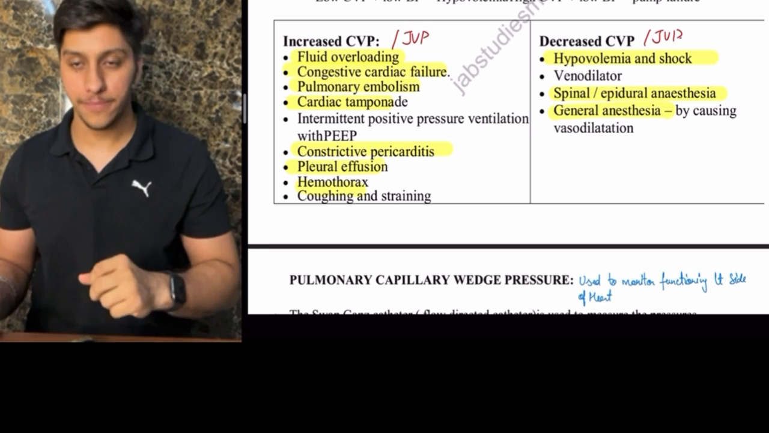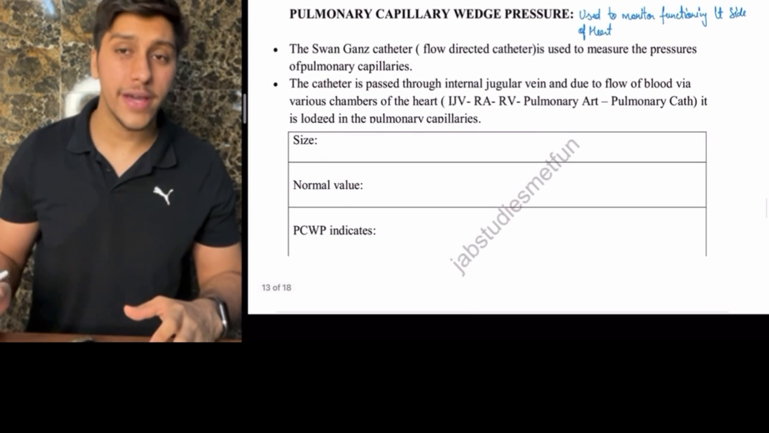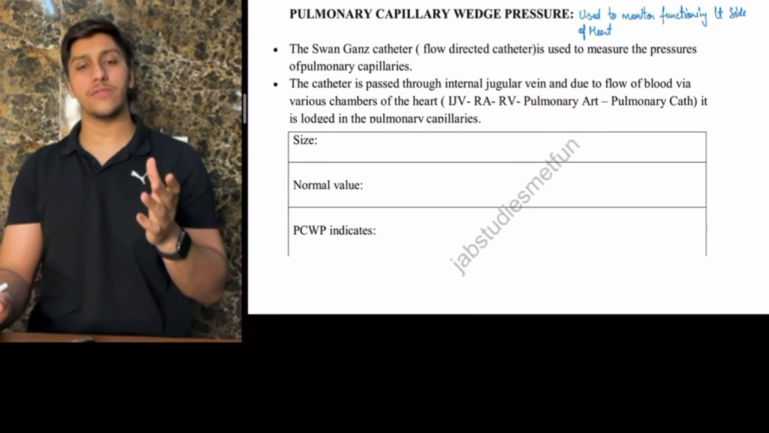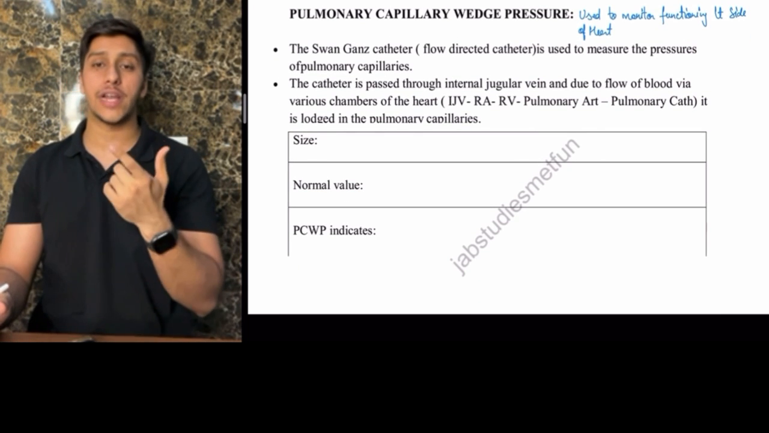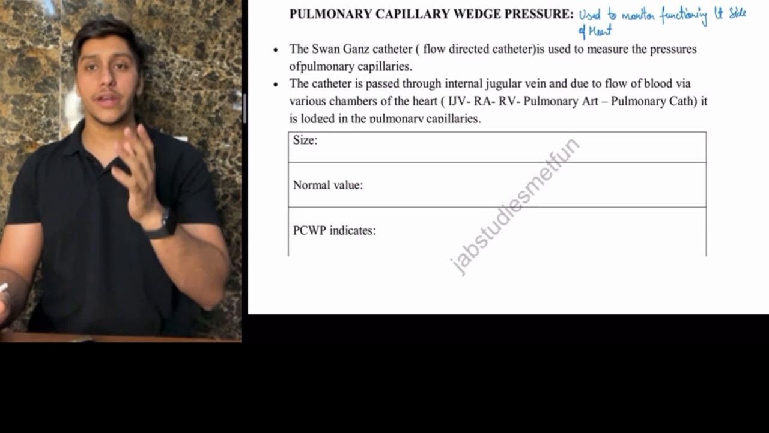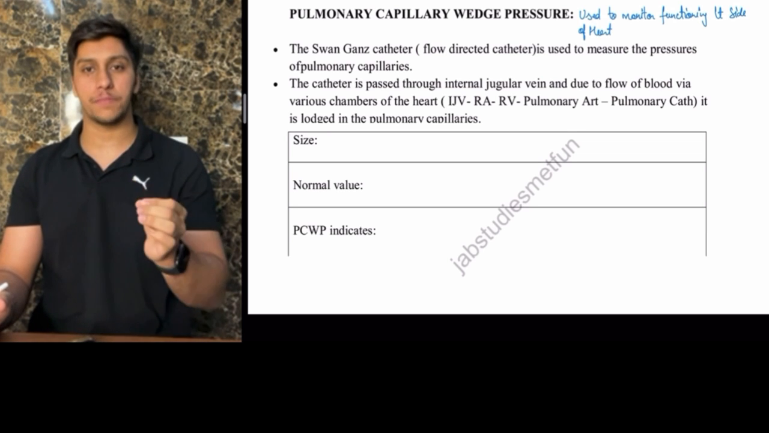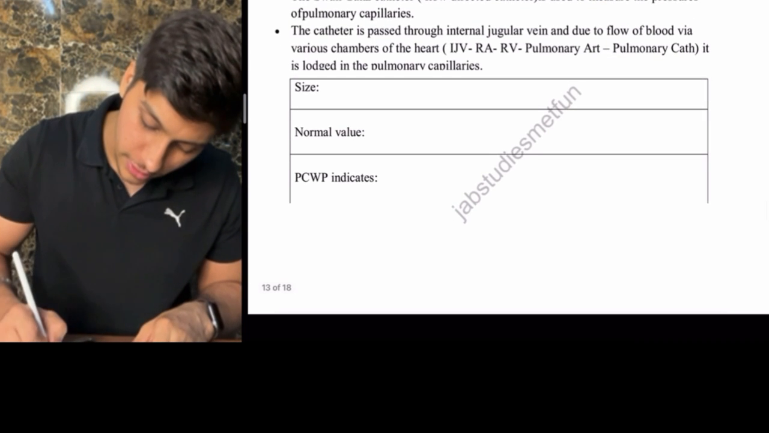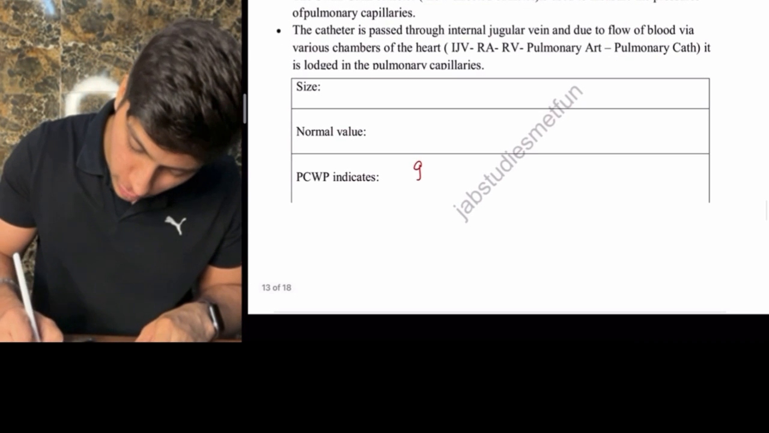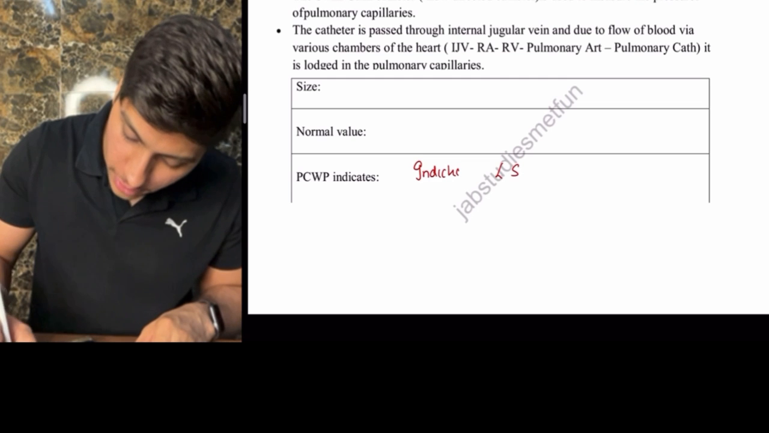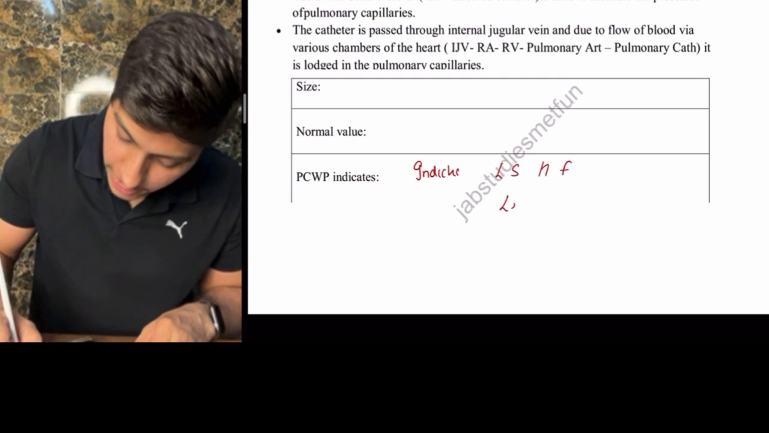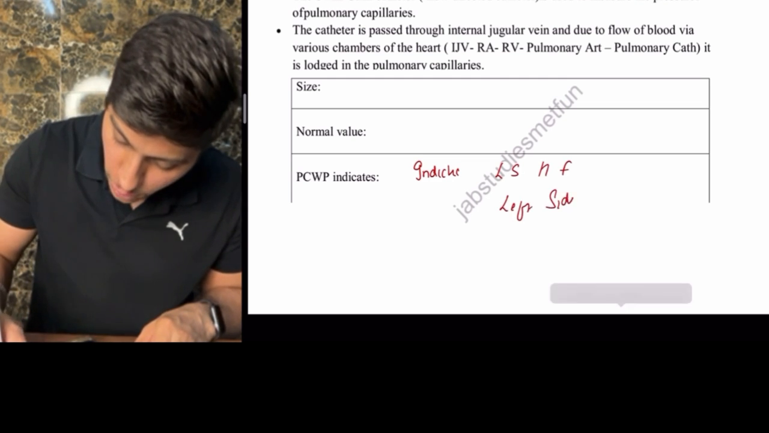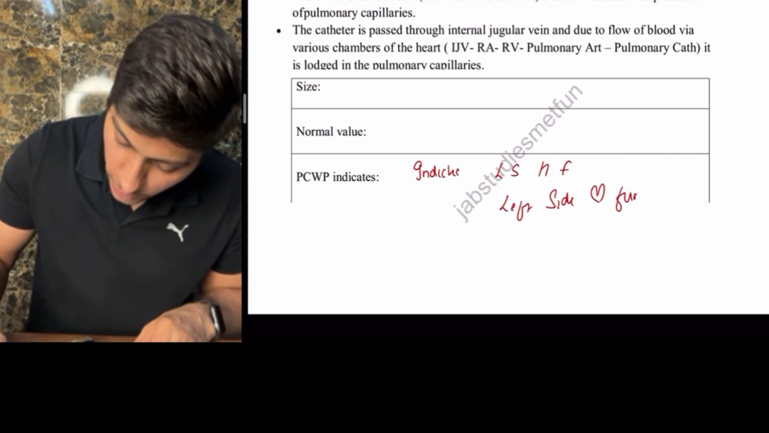Right-sided heart failure. Now guys, we studied about JVP or CVP, that was checking the functionality of the right side of the heart. Now let's talk about pulmonary capillary wedge pressure, which is going to check the functionality of the left side of the heart. It indicates left-sided heart function.